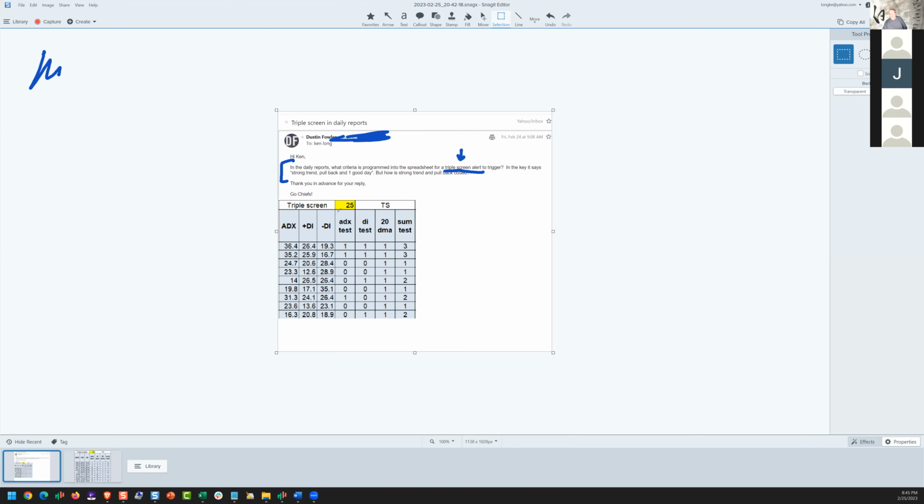So there's three tests. The first one is the ADX test, and it tests to see on this symbol, is it greater than 25? If the ADX is greater than 25, then we have a strong trend. It then checks the DI test, the directional index, which is the components of the ADX. And the plus DI has to be stronger than the minus DI, and that means that it's an uptrend.